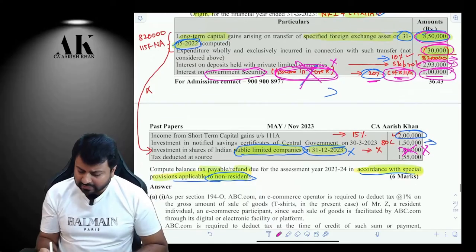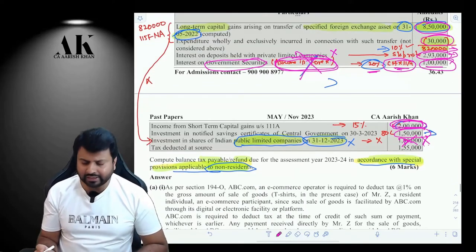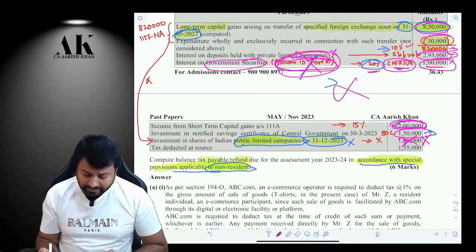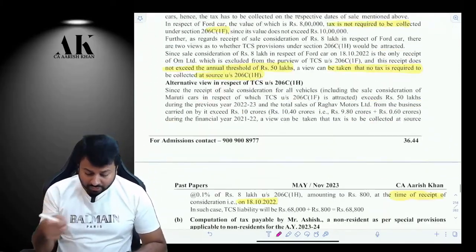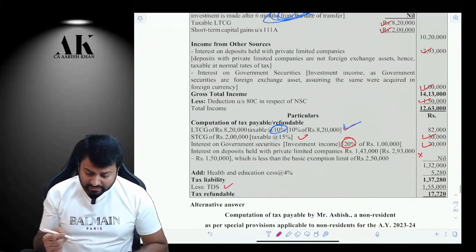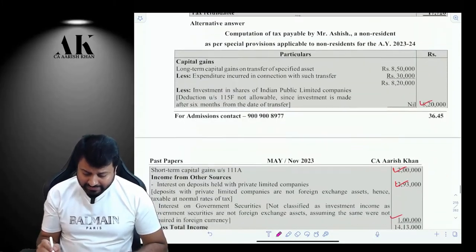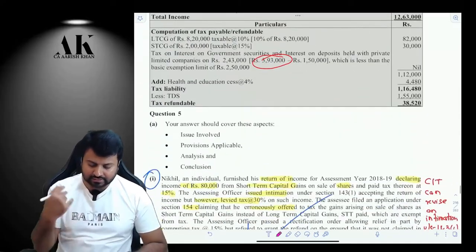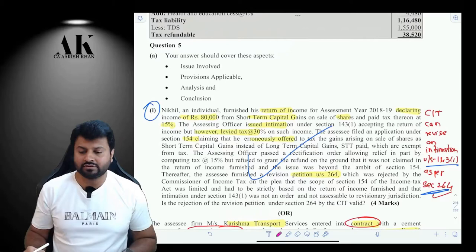You can check. Then this short-term capital gains will be charged under 111A. And last but not least, whichever assumption you take, whether you assume this in forex or not, you will get a deduction under chapter 6A of 150,000 rupees. Therefore, there are two solutions here. In the first solution, they are assuming that this interest on security is purchased in foreign currency. In the second, they are assuming it is not purchased in foreign currency. Accordingly, the answers will change to some extent. Okay. Now, coming to question number 5, which is based on some important case laws.